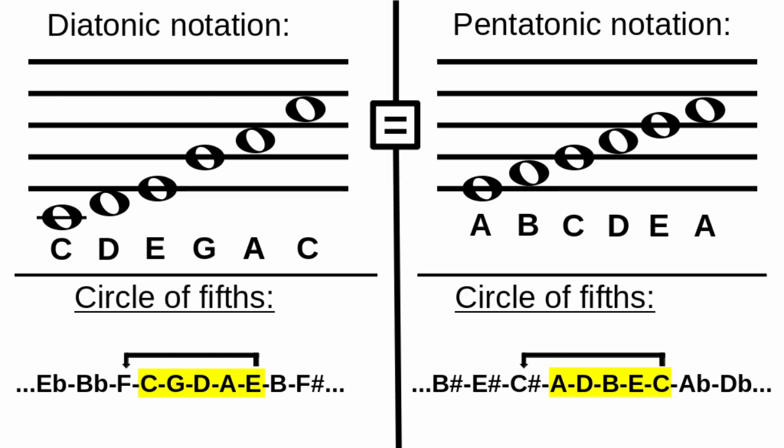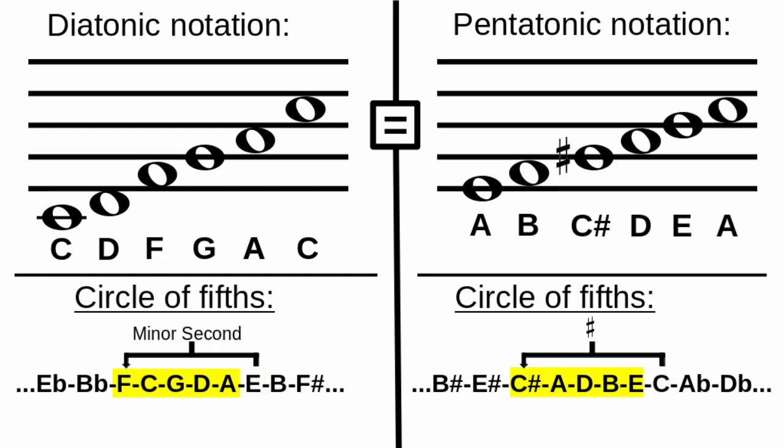And this is where things get a little weird. It turns out that the pentatonic sharp or flat is the minor second from our diatonic system. This means that any intervals that differ by a minor second in our diatonic system will actually belong to the same generic pentatonic interval class.